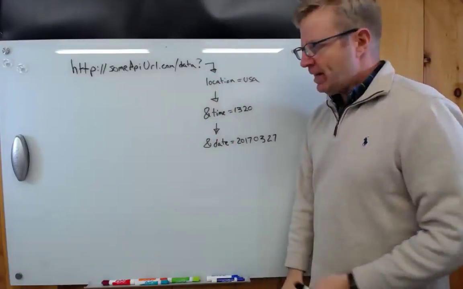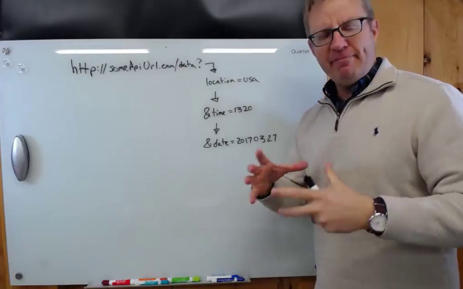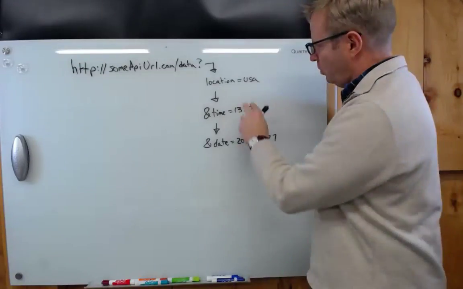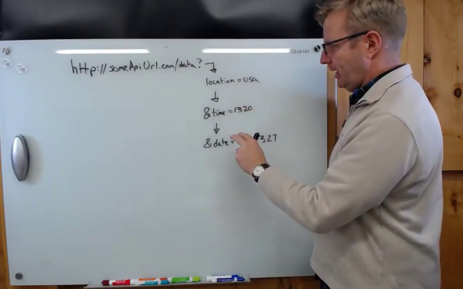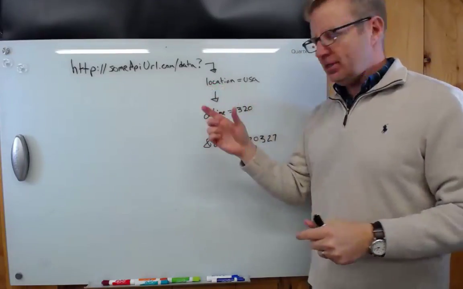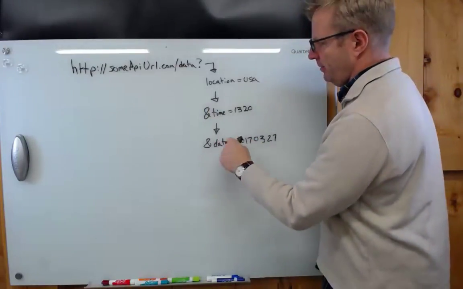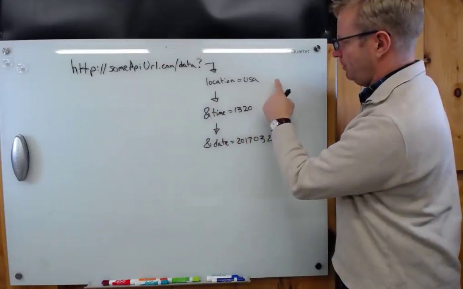This particular API might be looking for a location property, so we can say we're in the USA. And if we want to string this query together with another query, we would use an ampersand symbol to build our URL.